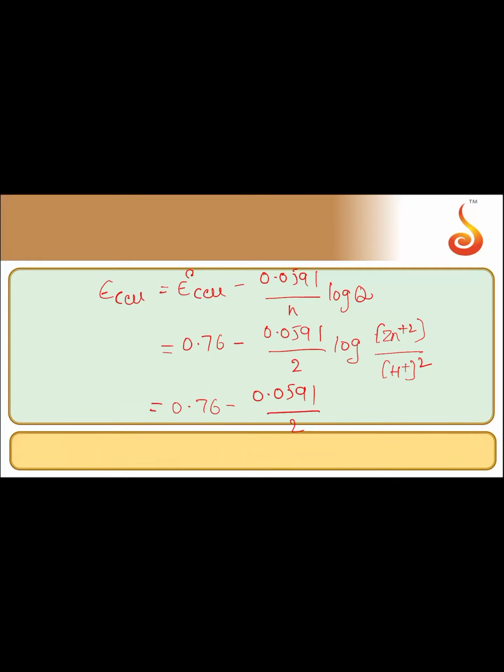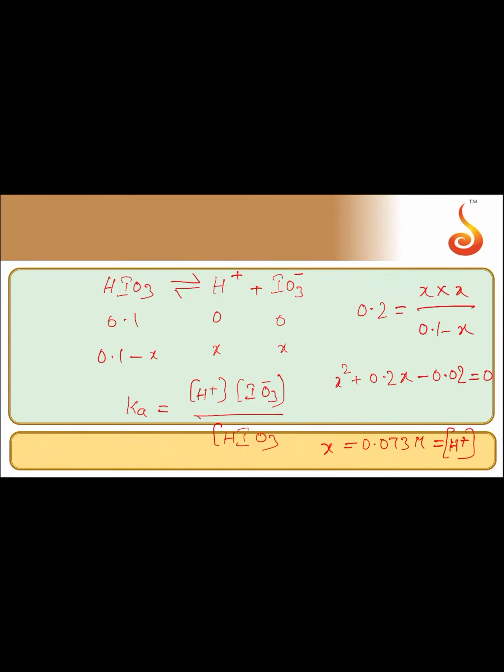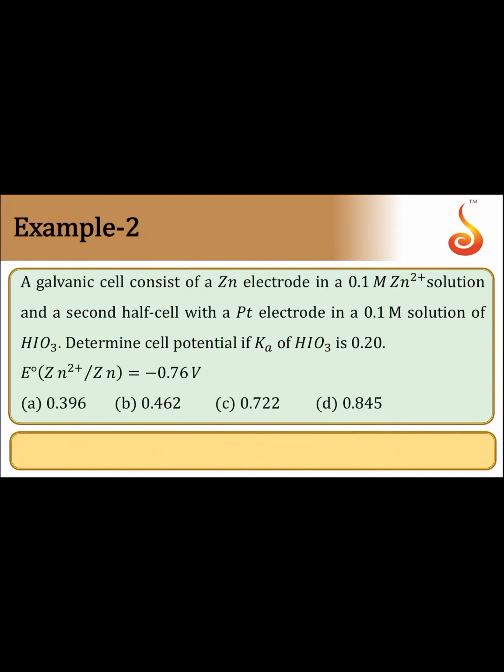0.0591 by 2 log, Zn2+ concentration is 0.1, H+ ion concentration is 0.073 whole square. If you calculate, you'll get the value 0.7224 volts as the E cell value. So the answer is 0.722, option C.